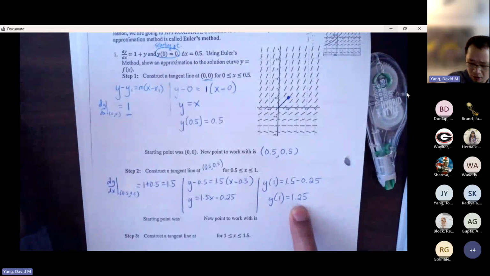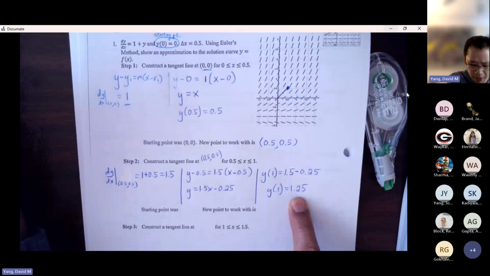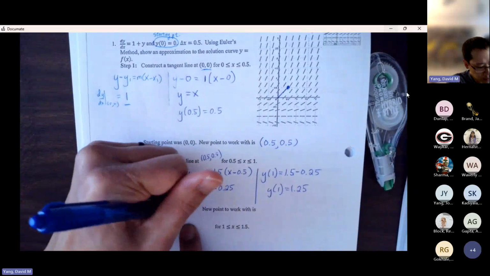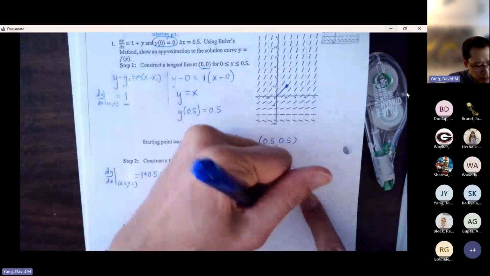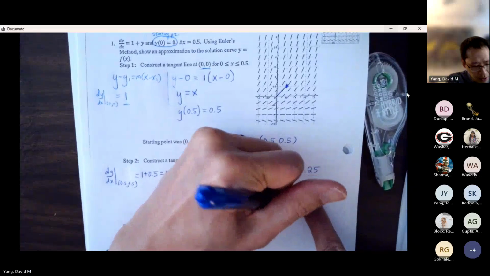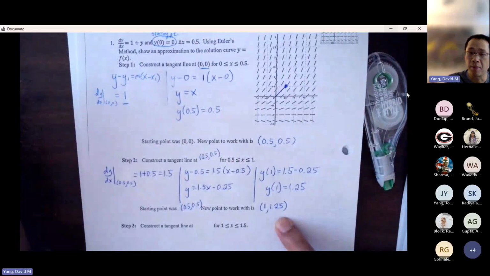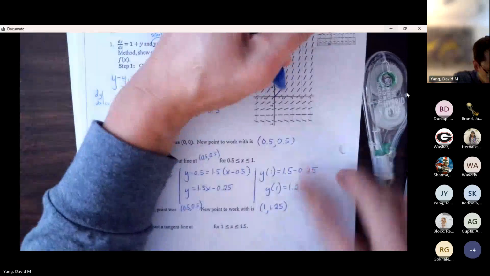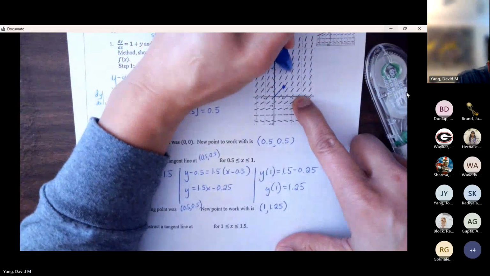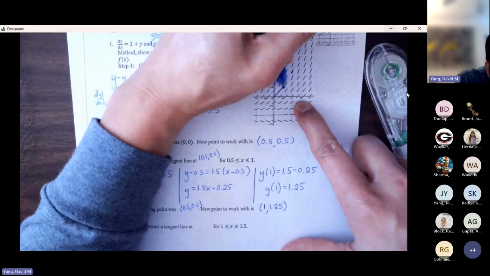So now our next set of ordered pair, it was (0.5, 0.5). Now we're able to move to our next point in our approximation, which is (1, 1.25). So (1, 1.25), somewhere here.